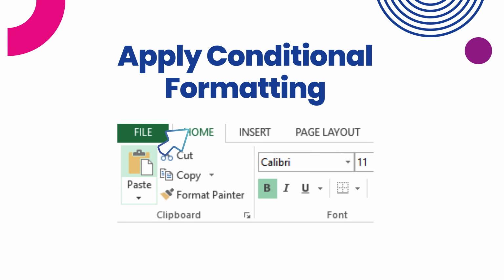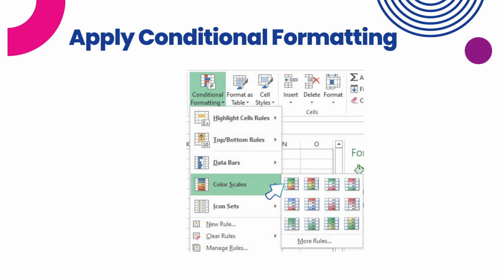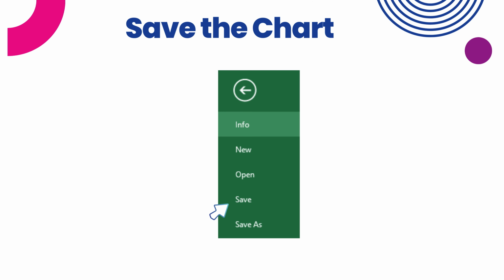For applying conditional formatting, go to the Home tab in the toolbar and click on Conditional Formatting. Under this, select Color Scales. Now choose a 2-color or 3-color gradient to represent the sales values, for example, green to red. Your map will look like this. Then go to File and save your map.